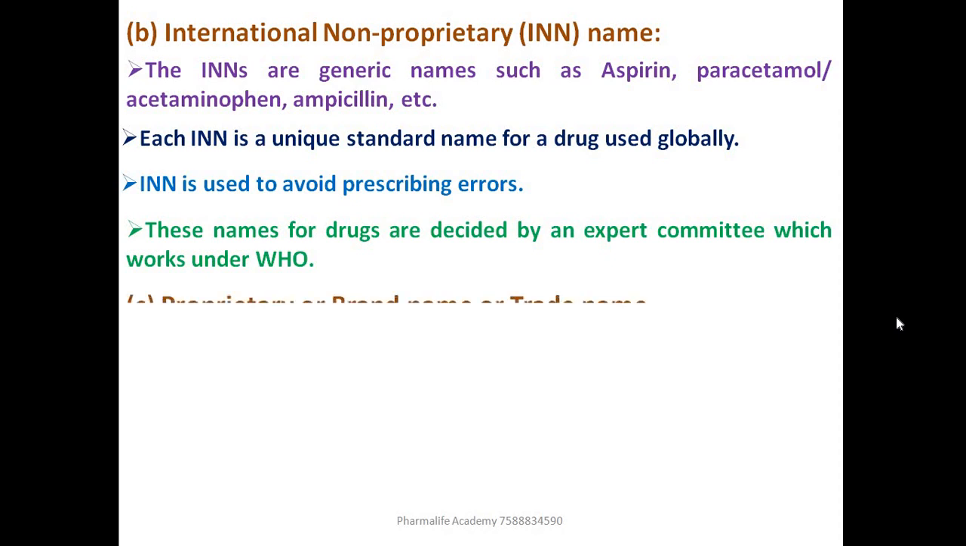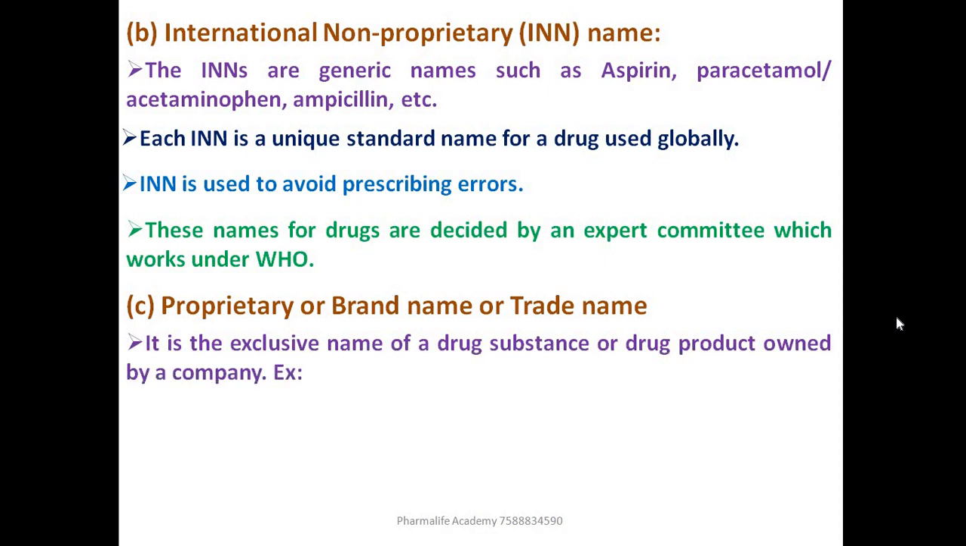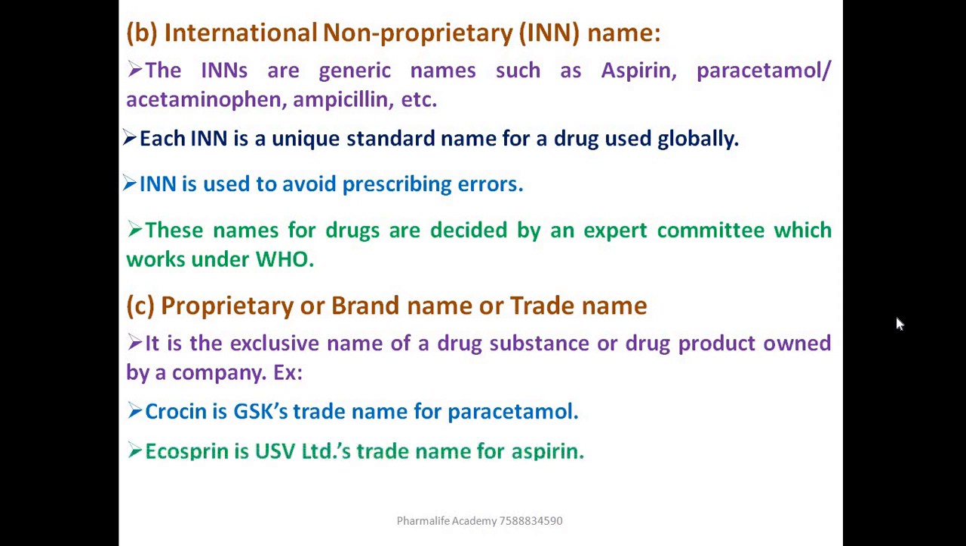Then proprietary or brand name or trade name. It is the exclusive name of a drug substance or drug product owned by a company. Example, Crocin is GSK's trade name for paracetamol. Ecosprin is USV Limited's trade name for aspirin.